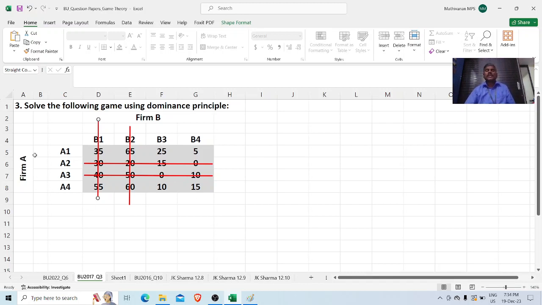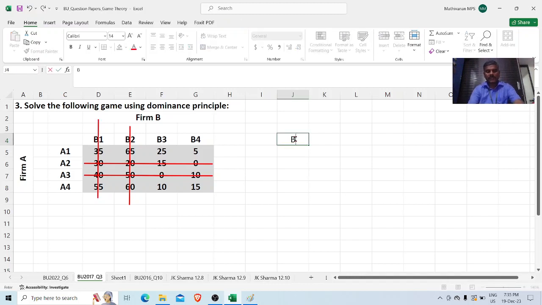So again, depending on the strategies of firm A, B3 and B4 strategies are giving different results. That means we cannot conclude that B3 or B4 is dominating one another, and we cannot eliminate those strategies. So no further striking out of strategies are possible. So the remaining elements are A1 strategy and A4 strategy for firm A, B3 strategy and B4 strategy for firm B. We will rewrite this matrix.